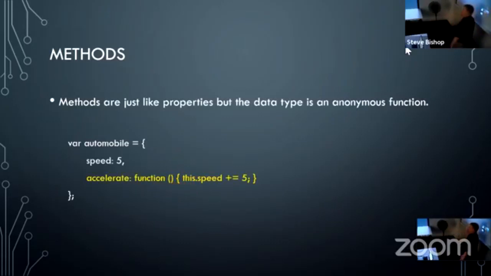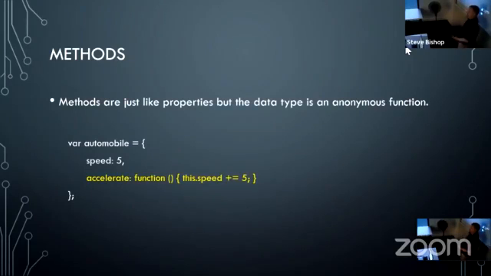What did we do last time when we declared a function, when we created a function? We had to give it a name. Here, there's no name. In fact, what's happening is the name is accelerate. This is what we call an anonymous function. There's no name for it, it's just a function.